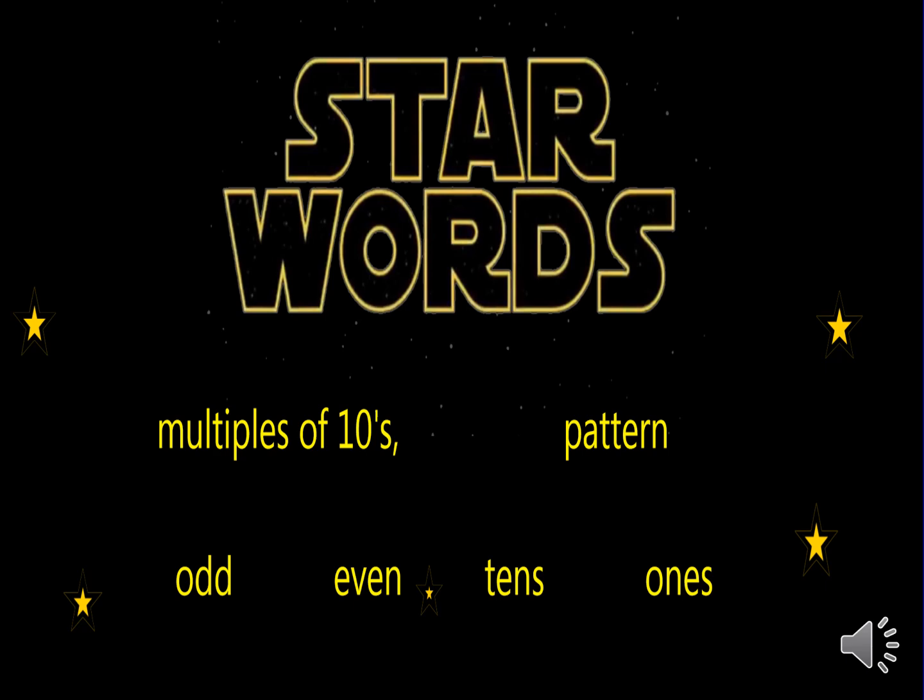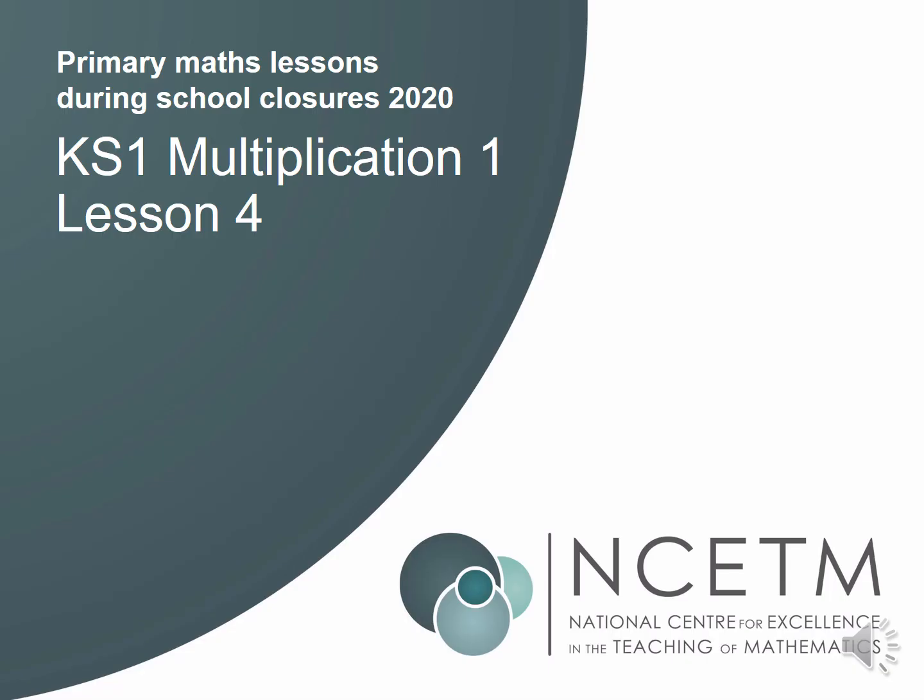My second star word is pattern. Remember, all this week we've been looking at number patterns when we count in twos, fives and tens. We have a look at what happens to the numbers, whether they are odd, whether they are even, and if something special happens to the tens and the ones. We're using our NCETM slides today to help us again.